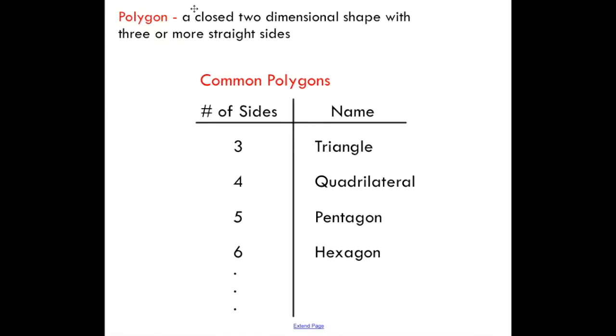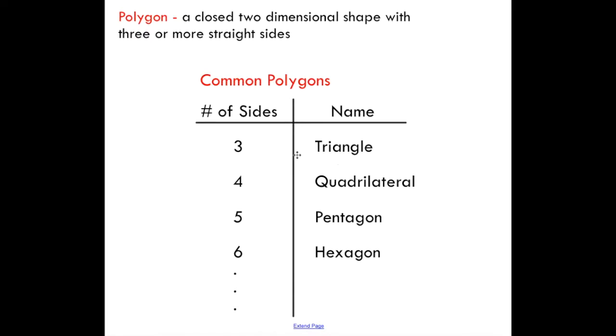So first of all, a polygon is a closed two-dimensional shape with three or more straight sides. You can't make a shape with only two sides. So the smallest polygon possible would be a triangle because we have to have at least three sides. And if we increase the number of sides, we get different shapes.